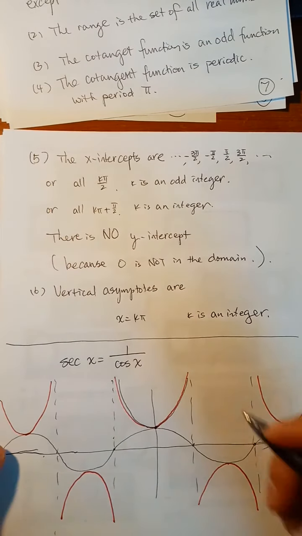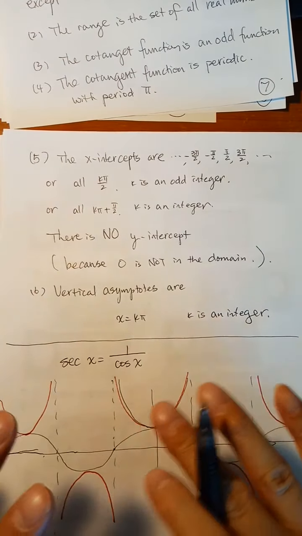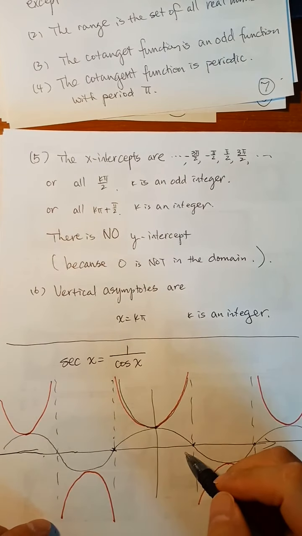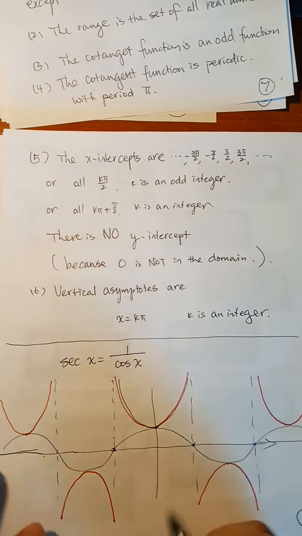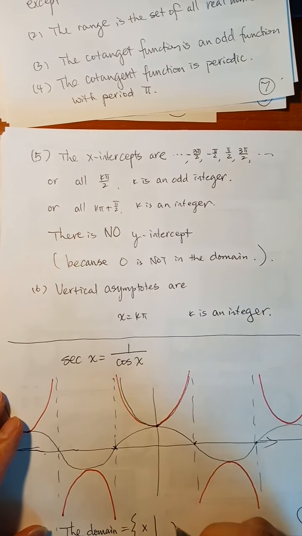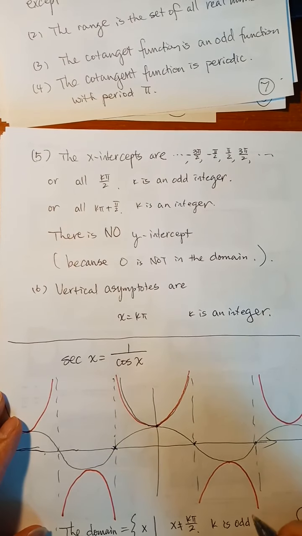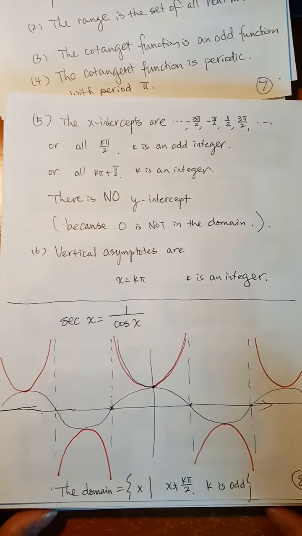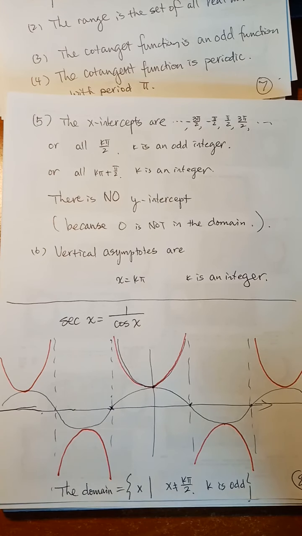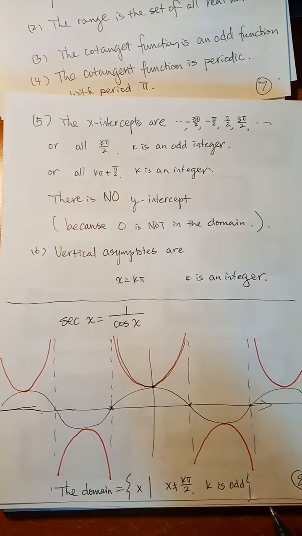And the secant of x also has domain, the set of all real numbers except, you see here, except those points, except k pi over 2, k is an odd integer. So domain is everything except x is not k pi over 2, k is odd. The same domain as the tangent because they share the same denominator. Tangent is sine over cosine. Secant is 1 over cosine. They share the same denominator. They share the same domain.